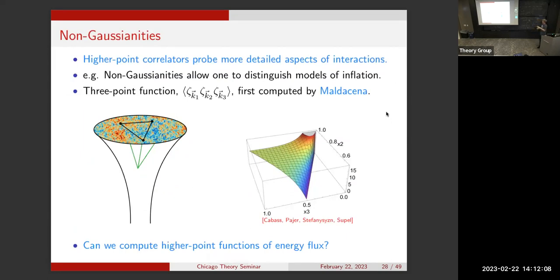Obviously the scaling behavior is the most basic feature of your correlators, and they probe the spectrum of anomalous dimensions. But if you want to start probing more intricate features, you need to be able to calculate higher point correlation functions. Again, this is modeled off cosmology, where Maldacena nicely computed the three-point function. One can ask, why haven't people computed higher point correlation functions of energy flux in collider experiments?